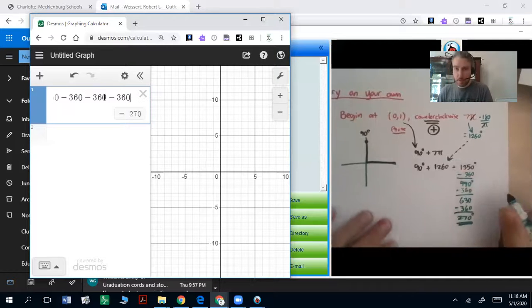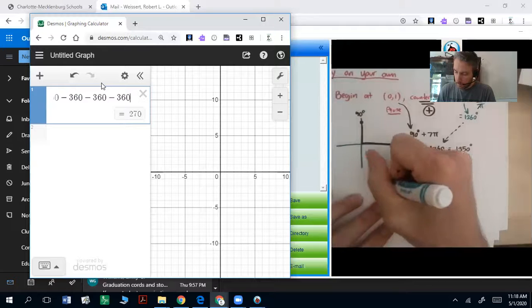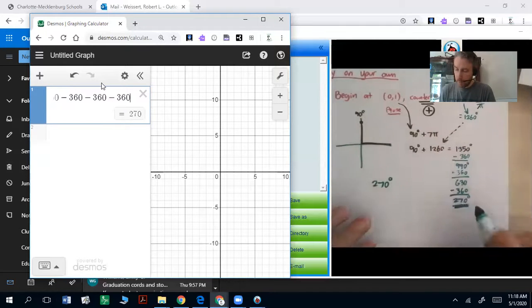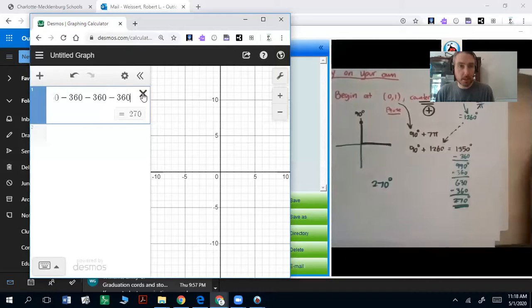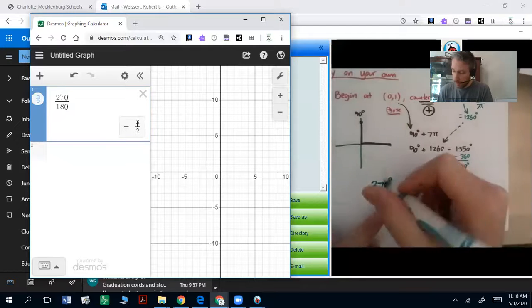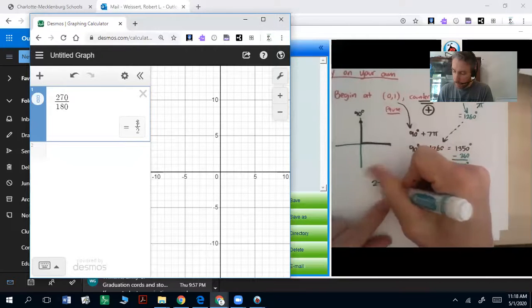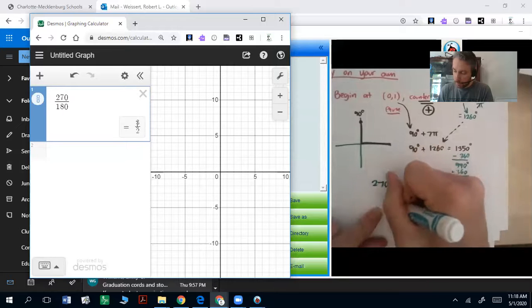All right, so that's our degree that we're going to end up with. 270 degrees, and I can convert that to a radian if I want. 270 divided by 180 is 1.5 as a fraction. That is 3/2, so that's going to be 3 pi over 2. Remember, we're putting a pi after the division, so it's going to be 3 pi over 2.